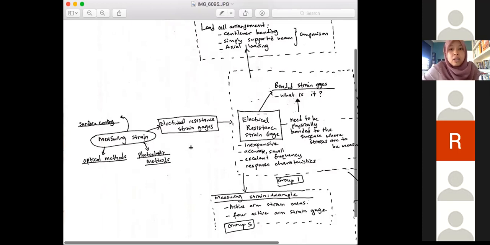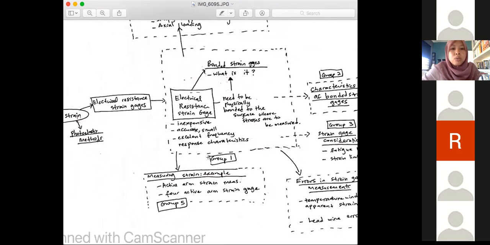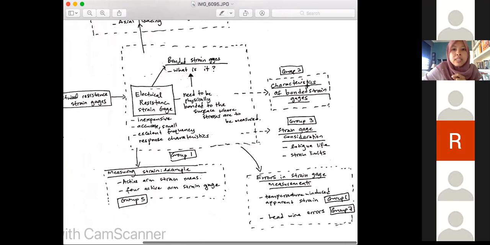Okay, so dalam electrical resistance strain gauge ni group nombor 1 akan cover on what is electrical strain gauge, and contoh dia iaitu bonded strain gauge and what is it. So you have to explain to the class what is bonded strain gauge, macam mana configuration dia. Okay, tu group nombor 1. Lepas tu group nombor 2, you will discuss about the characteristic of the bonded strain gauge.